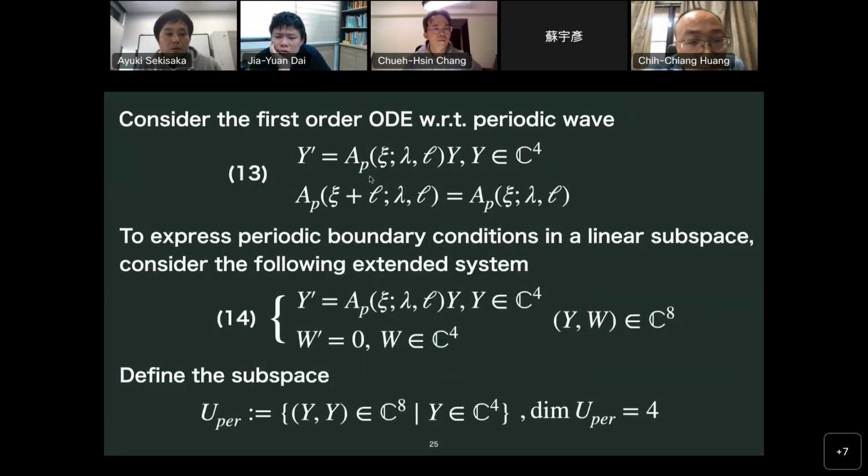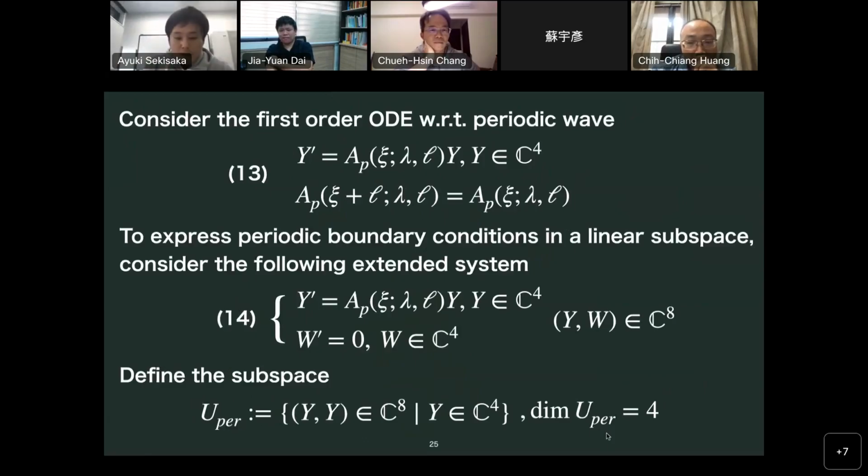Next we consider the first order system with respect to periodic waves, equation 13. This matrix has period L because the wave train has period L. To express the periodic boundary conditions in linear subspaces, consider the following extended system, equation 14, where we suspend W dash equals 0 and W is in a 4-dimensional space. Then we define the subspace U par like this.